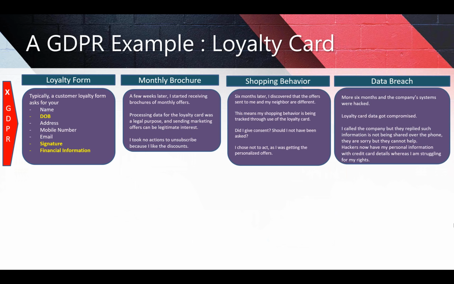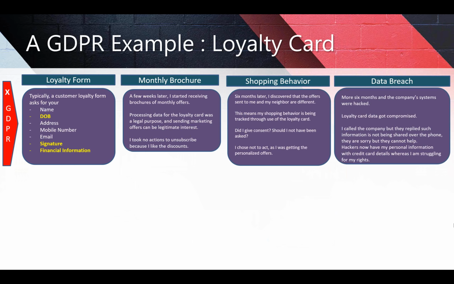Now you don't have GDPR. You call that company, but they don't have any data subject rights information. They don't know how to give you access to your personal data. So they will simply say, okay, we can't share any information with you on the phone, I'm sorry, we cannot help, something like that. You will hear these stories.